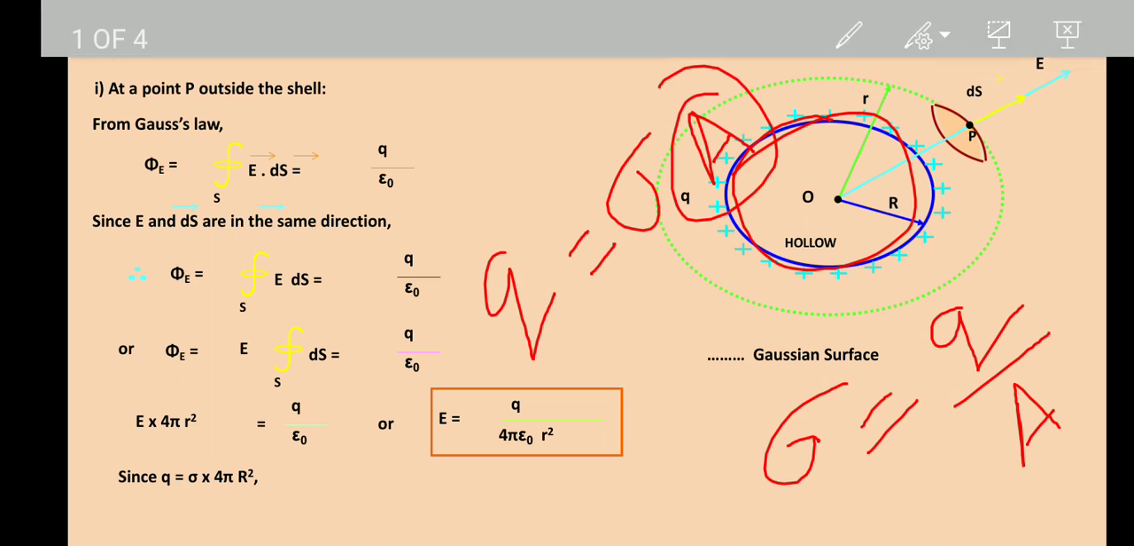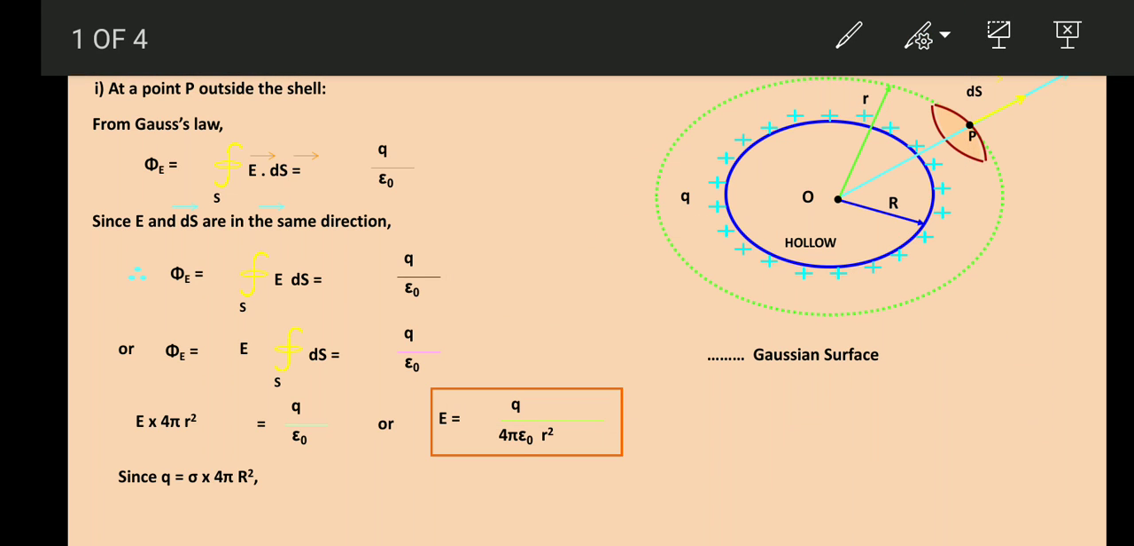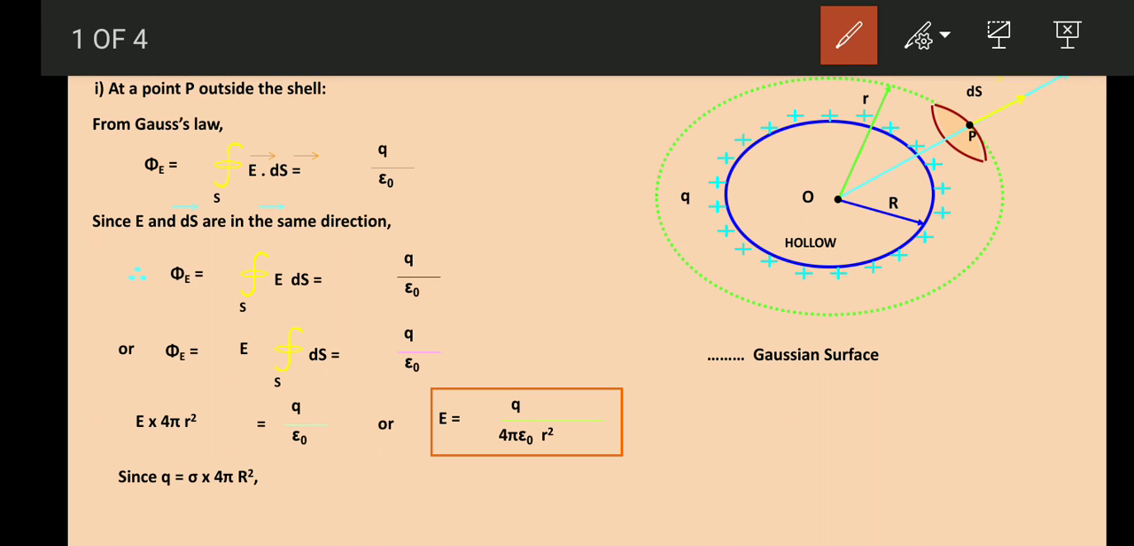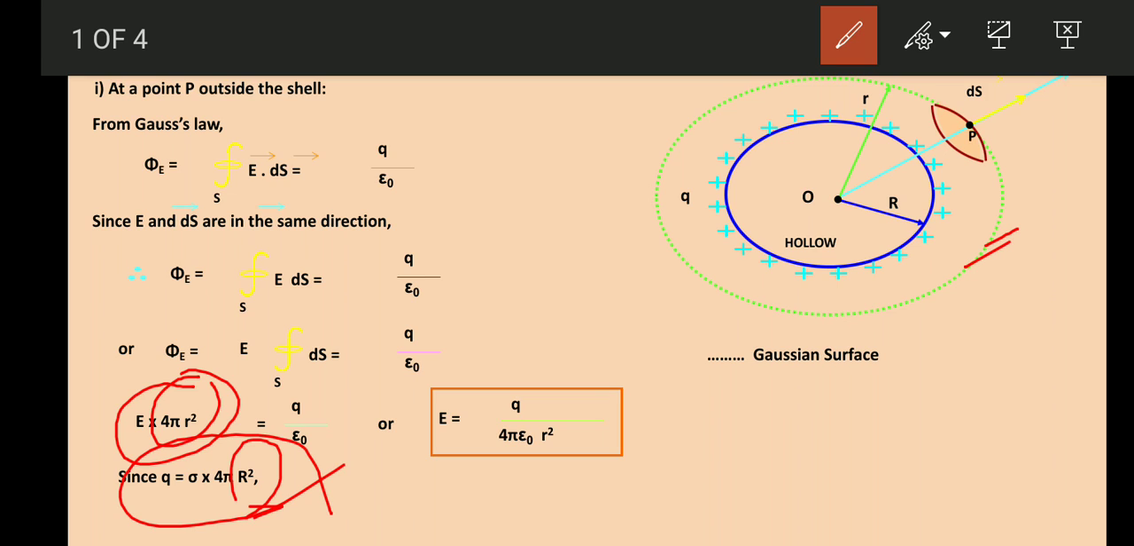because we are calculating the area of the hollow sphere. So we wrote that Q is equal to sigma into 4 pi capital R square. I hope you understand why we wrote small r and capital R in these two terms. Here the small r indicates the radius of the Gaussian surface. Here the capital R indicates the radius of the hollow sphere.